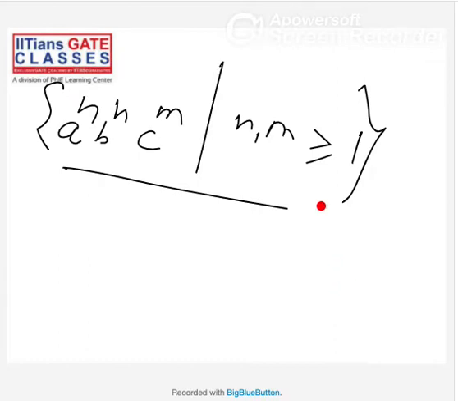Okay, let's see. This is not regular, because here we need to do the matching. We need to do the counting, because the number of a's should be equal to the number of b's. We need to count how many a's are there, then match them with the number of b's, because a power n b power n means the number of a's should be equal to the number of b's. And this n can take any value greater than or equal to 1. So this n is unbounded; there is no bound on n.